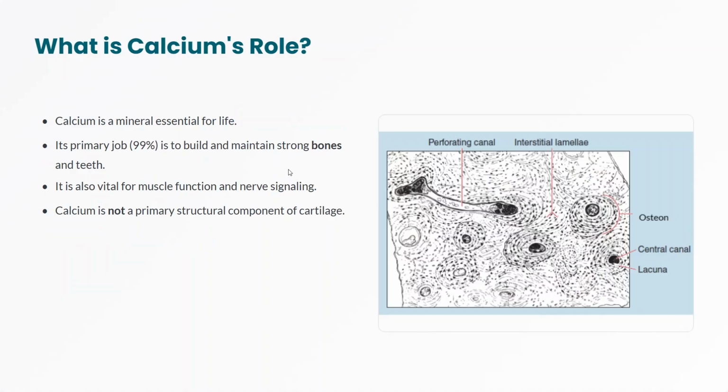Now, understanding the role of calcium here. What is the basic role of calcium? Calcium is an essential mineral for life. Its primary job is to build and maintain strong bones and teeth. It is also vital for muscle function and nerve signaling. Calcium is not a primary structural component of cartilage.